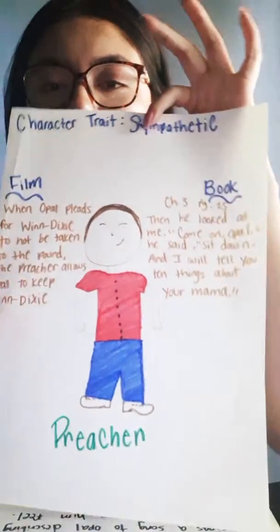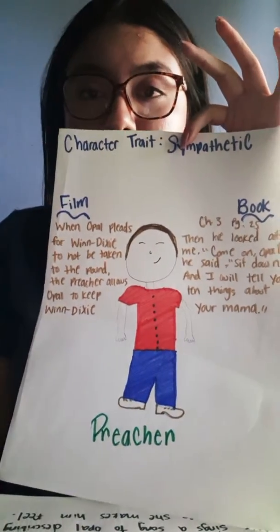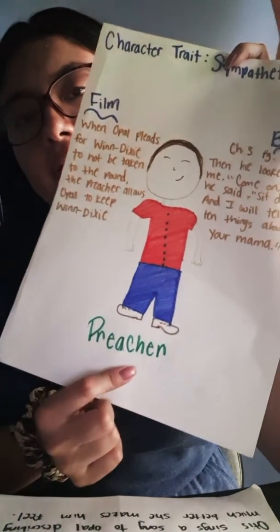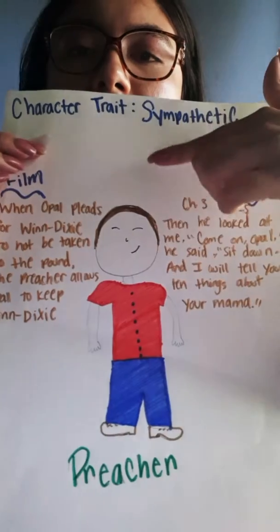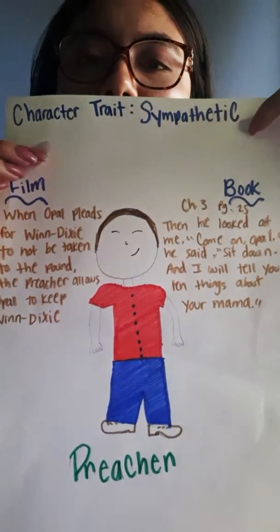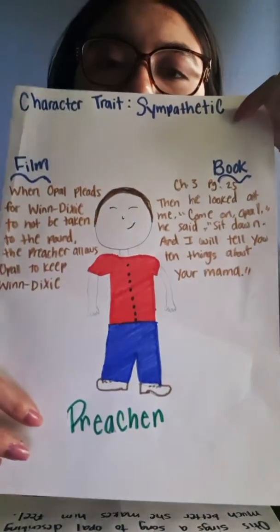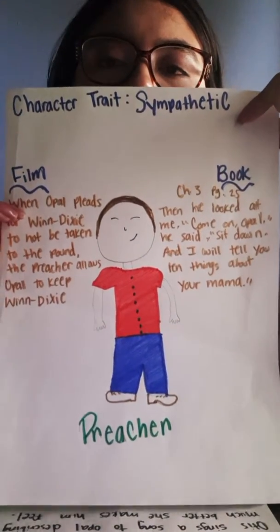Okay, so the next activity would be comparing how a character trait is portrayed in the film and in the book. So, for example, the students would choose a character and they would create an illustration of the character and name the character trait at the top. So, for example, I chose preacher and the character trait I chose was sympathetic.